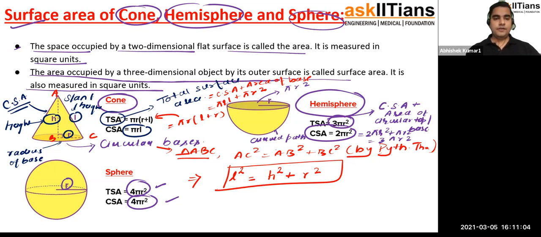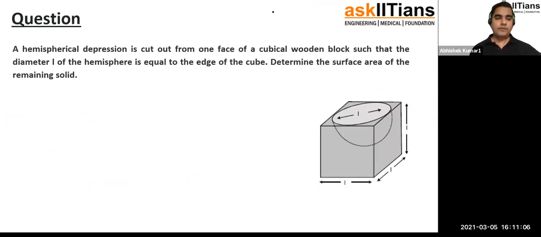Is it done? All right. So now we have one problem. I would say this is a very important problem. Okay. Very important. What does it say? Read it. It says a hemispherical depression is cut.